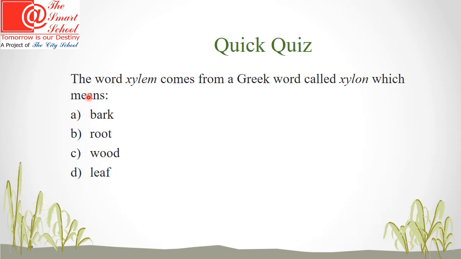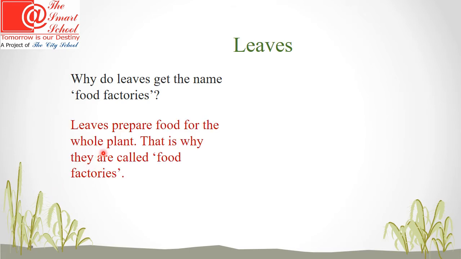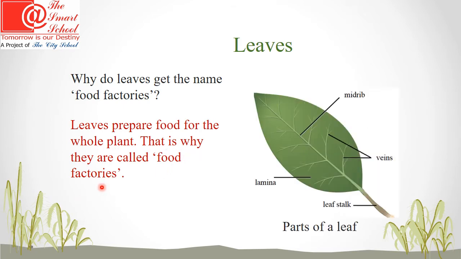Another question is that the word xylem comes from a Greek word called xylon, which means bark, root, wood, or leaf. The correct answer is wood. Why do leaves get the name food factories? As we have studied earlier in this lesson, leaves prepare food for the whole plant. That is why they are called food factories.